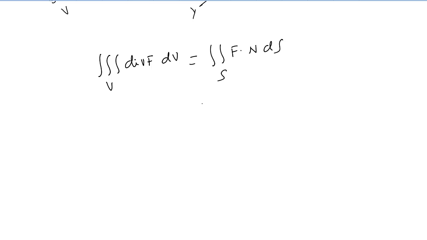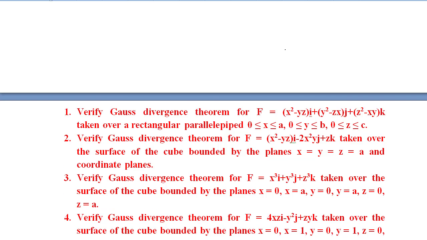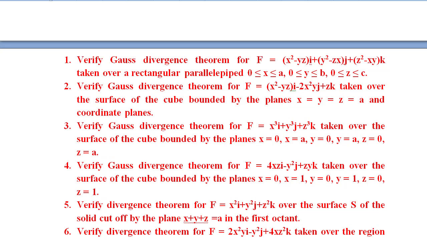Now I will repeat again. Triple integral of divergence of F dV equals double integral of F dot n dS. So this theorem relates triple integrals and double integrals with some condition. What is the condition? Where n is the unit outward normal to the surface. Okay, now we will discuss the most important question.